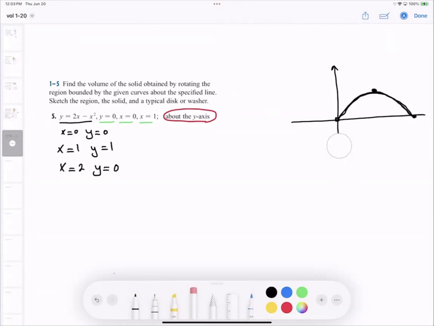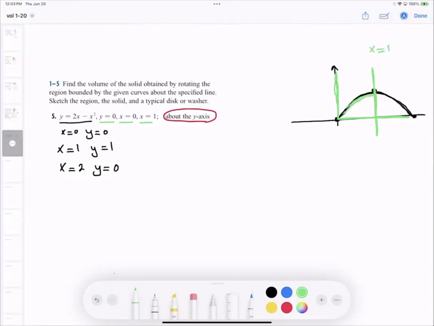Okay, now that you have your parabola, the rest of them are y equal to 0, which is basically your x-axis, nothing new. And then x equal to 0, which is your y-axis, and x is equal to 1. This is x equals 1.